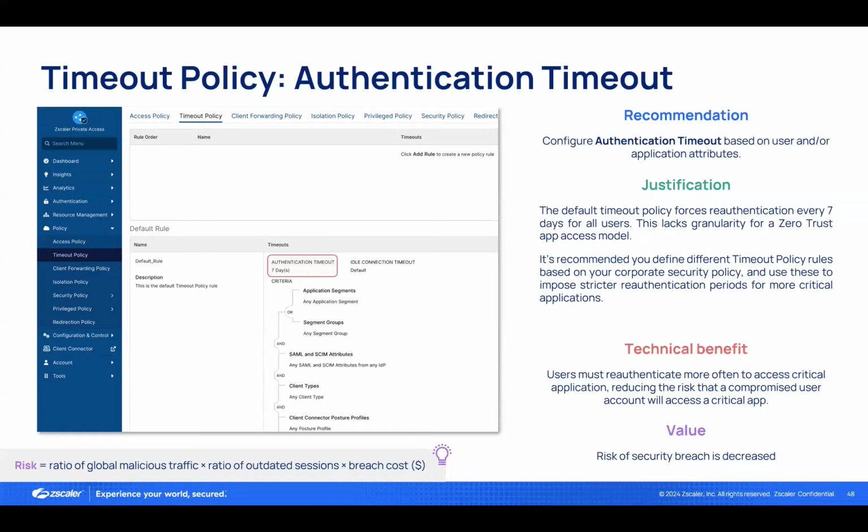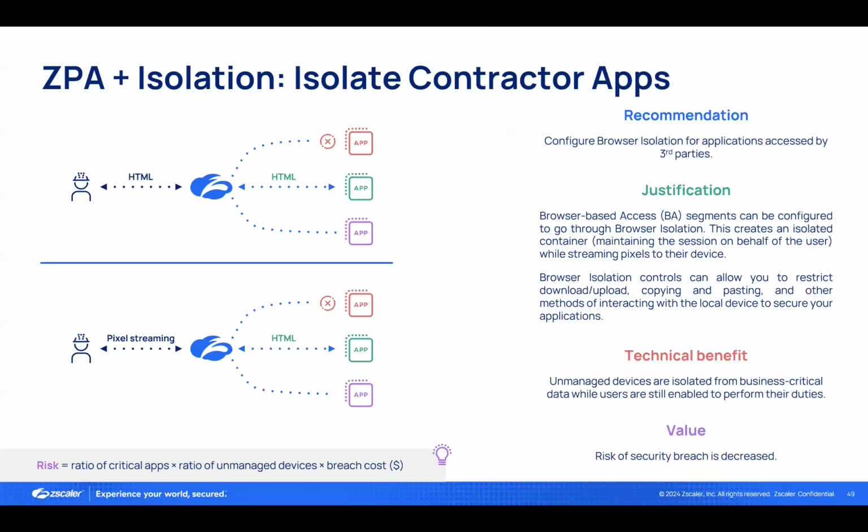If you have the Zero Trust Browser or Browser Isolation license module, it's also recommended that you configure browser isolation for applications accessed by third parties. As discussed in the previous video, browser-based access segments can be configured to go through browser isolation, which creates an isolated container maintaining the session on behalf of the user while streaming pixels to their device. Browser isolation controls can then allow you to restrict download or upload, copying and pasting, and other methods of interacting with the local device. This will isolate unmanaged devices from business-critical data while users are still enabled to perform their duties.